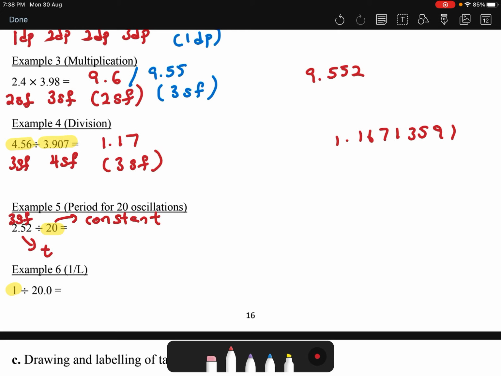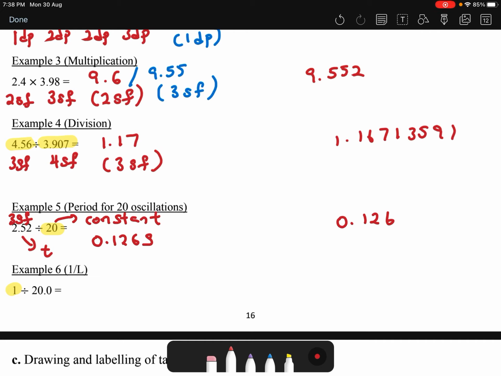So 2.52, you divide by 20. So you roughly get around 0.126. So you must give them 0.126 seconds. So this is how you do your 20 oscillation period.